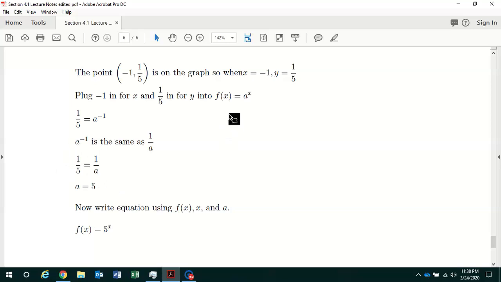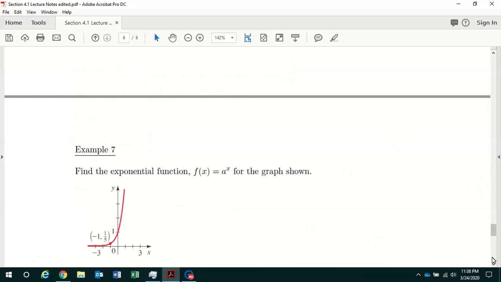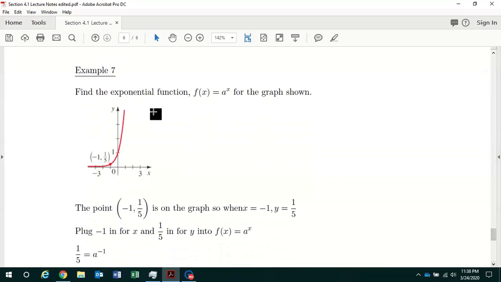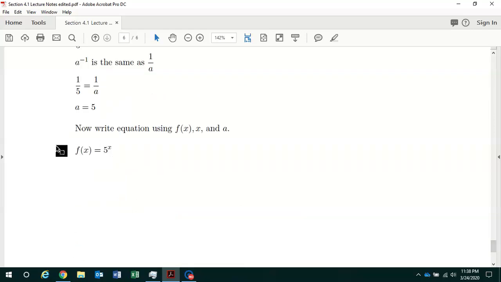So up here in f of x equals a to the x, we replace the a with 5, and we have f of x is equal to 5 to the x. So the function that this graph came from is f of x is equal to 5 to the x power. This guy right here.